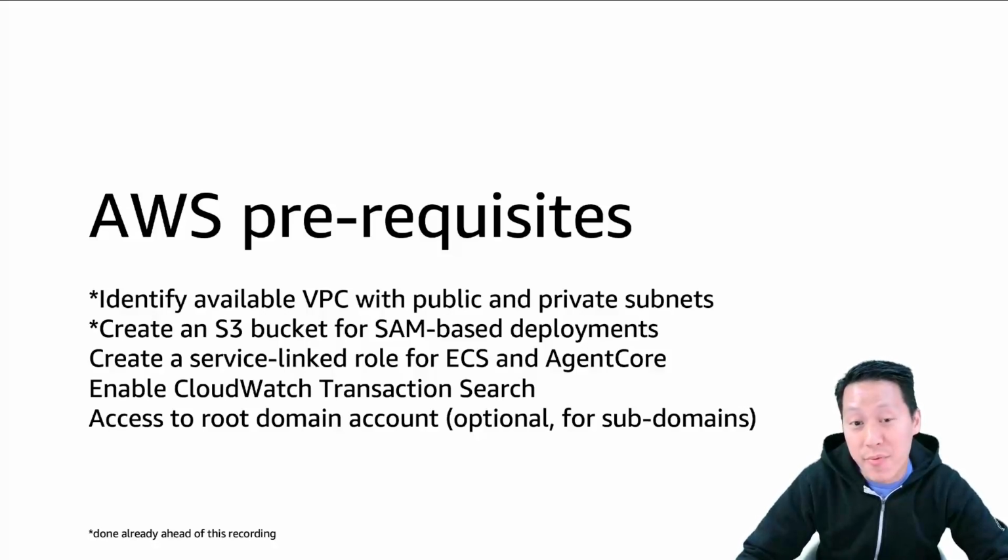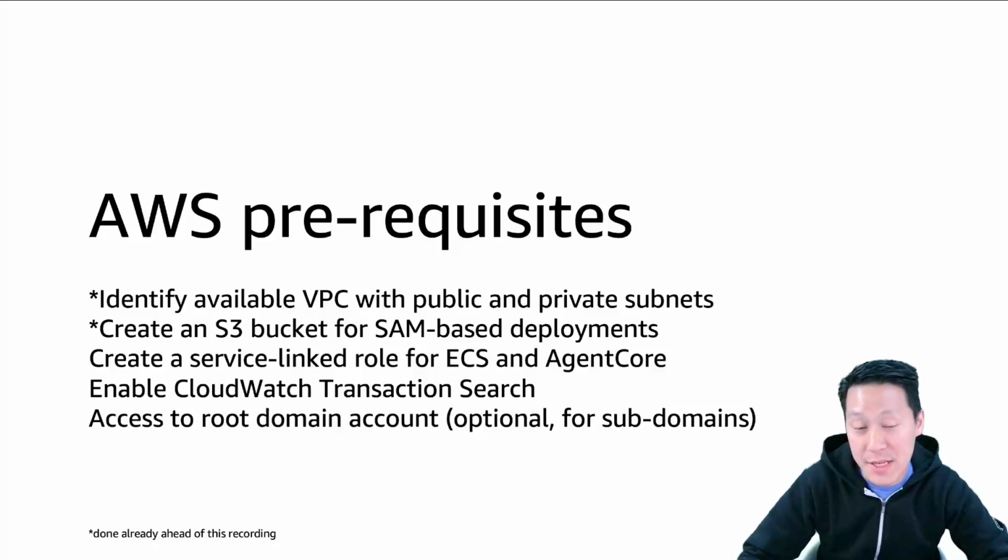I'm using a brand new AWS account where I already set up a VPC with public and private subnets. The public subnets, of course, have an internet gateway. The private subnets have a regional NAT gateway. I already created an S3 bucket that I'll use for SAM deployments. This is separate from the bucket that is used by Loom for deploying into Agent Core runtime.